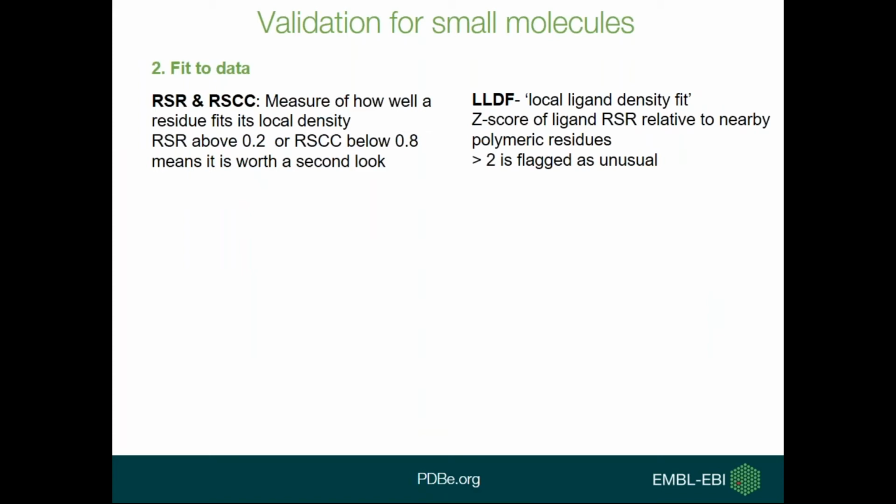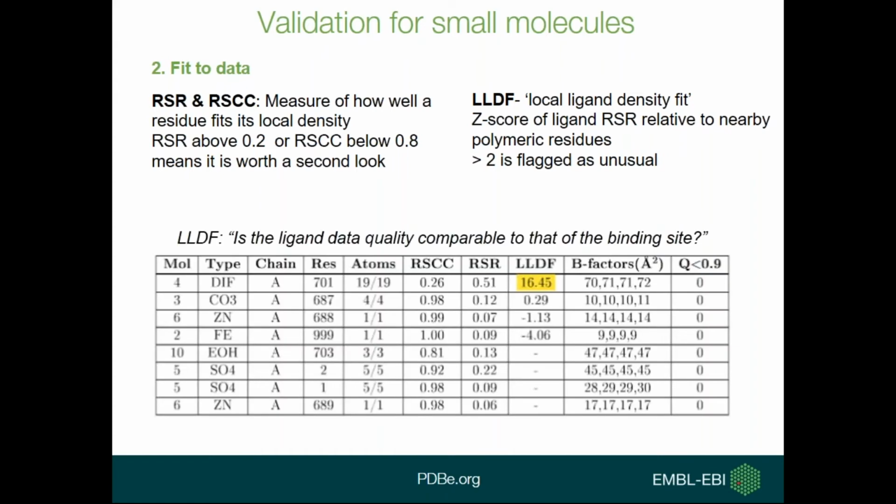The fit to data, however, we have the real space R value, the RSR, exactly the same as we do for macromolecules, and the real space correlation coefficient, which are both measures of how well a residue fits the electron density for X-ray structures. RSRs above 0.2 or RSCCs below 0.8 means it's worth a second look and asking the question, can I be absolutely convinced of this data? A further metric, LLDF, assesses how well the molecule fits relative to its nearby polymer. So how well does it fit the binding site? It's by no means a perfect metric, but it's what we have in the validation report at the moment.